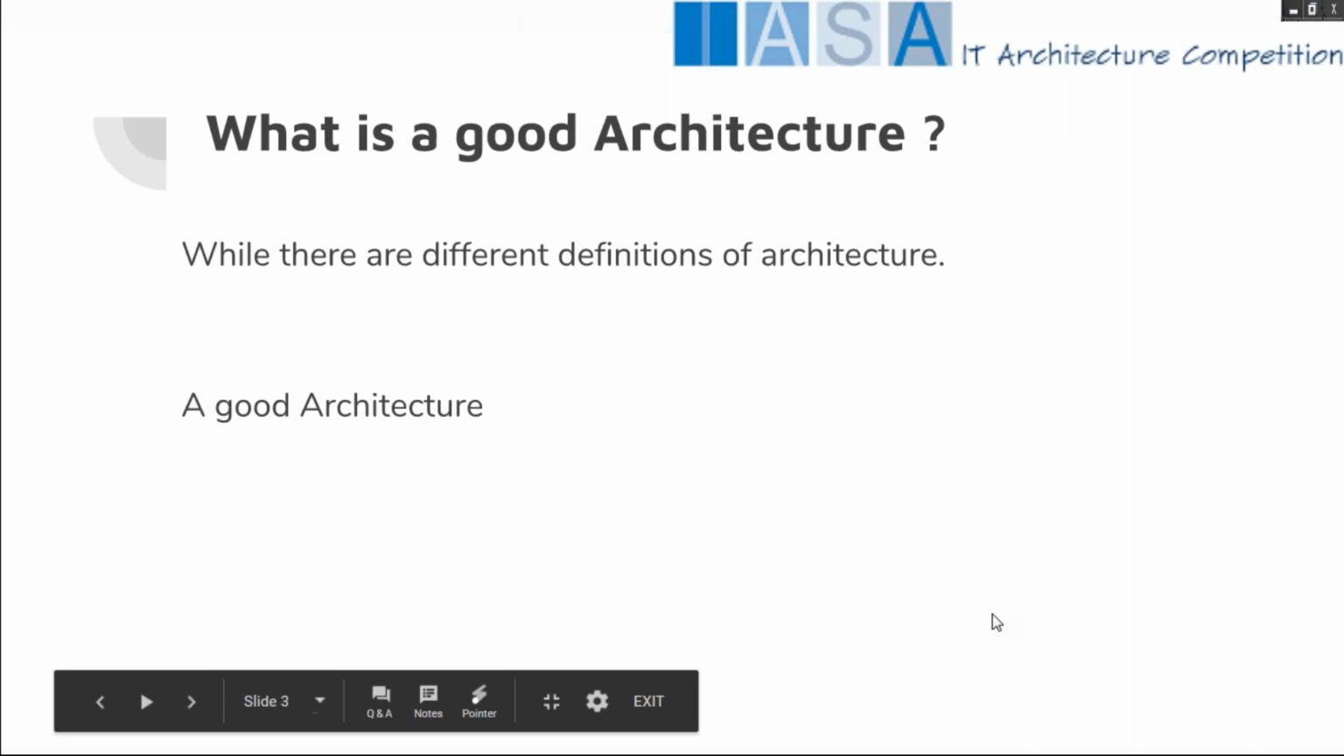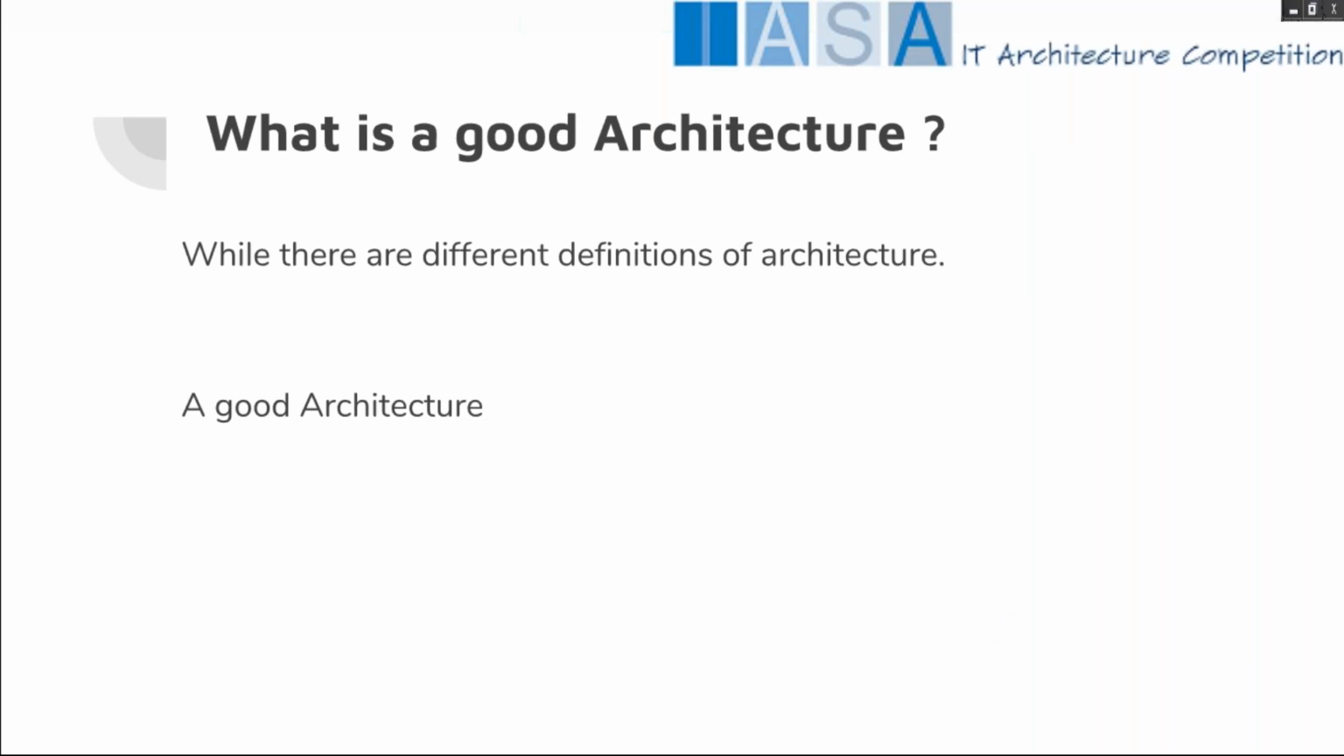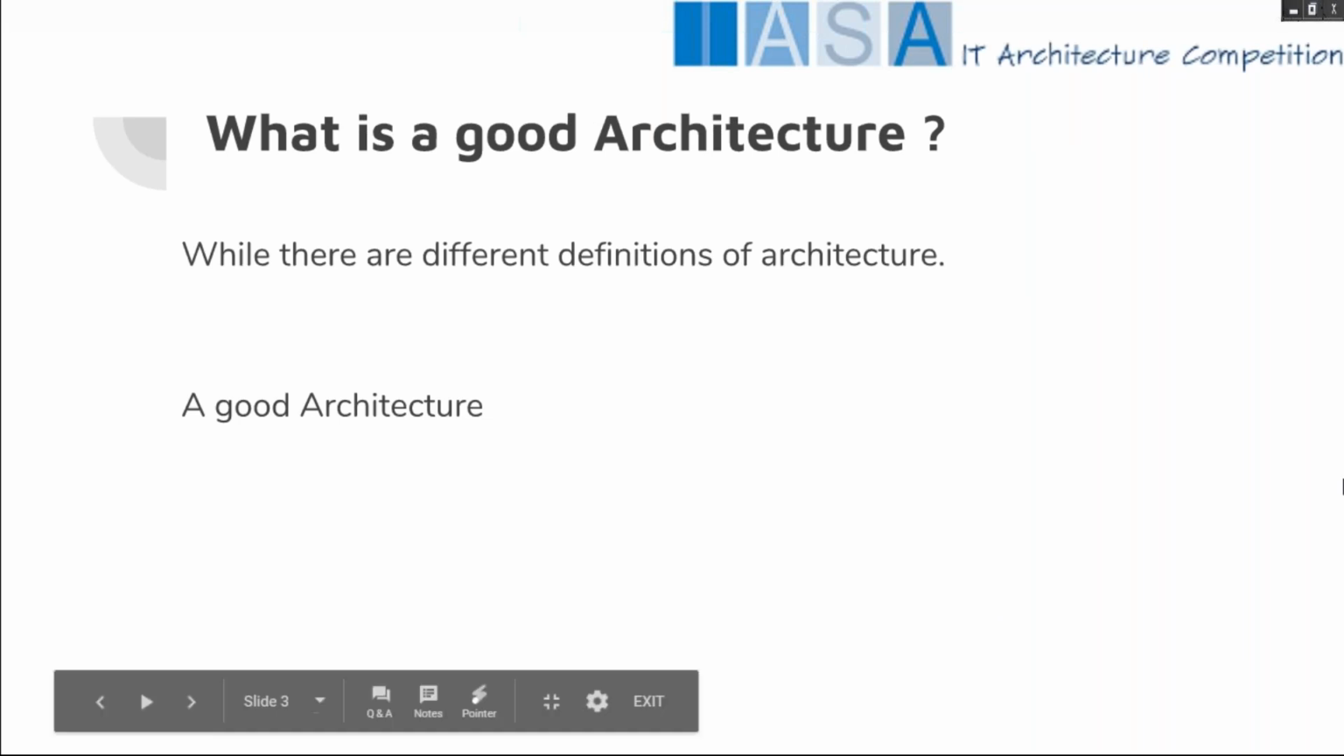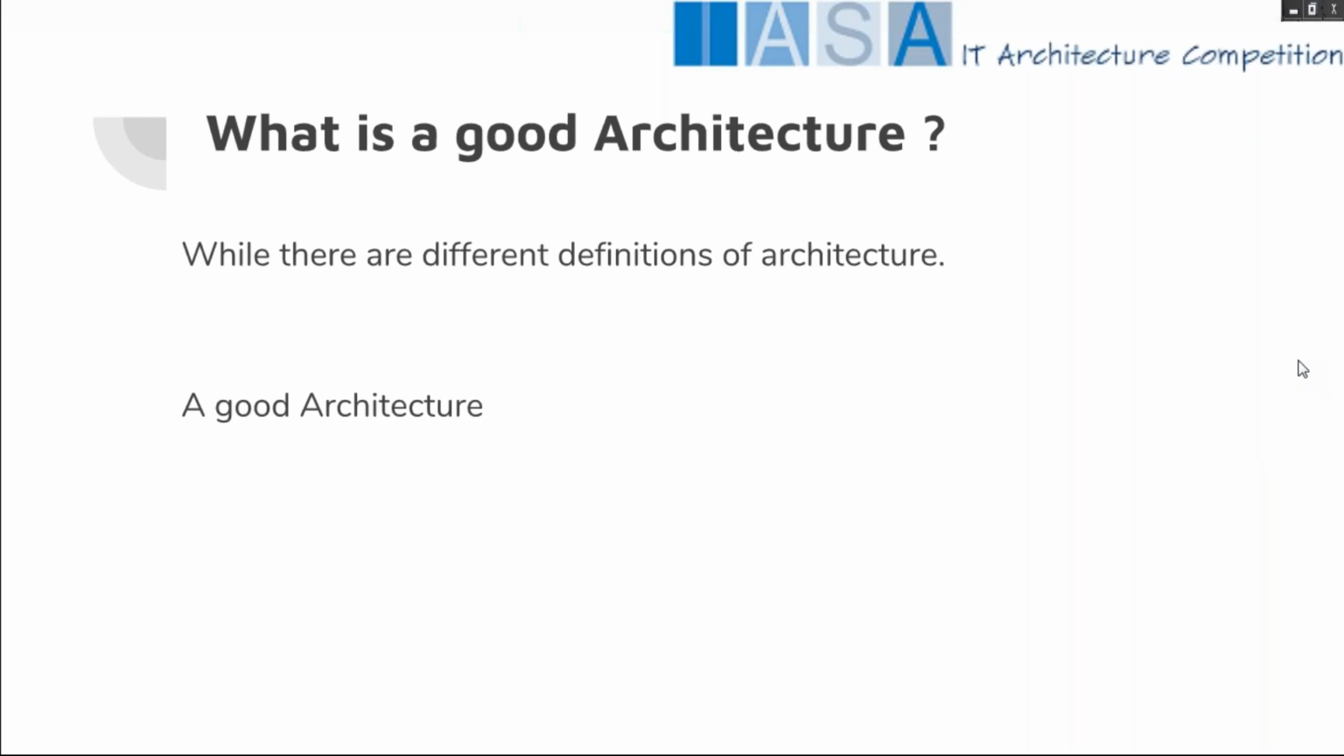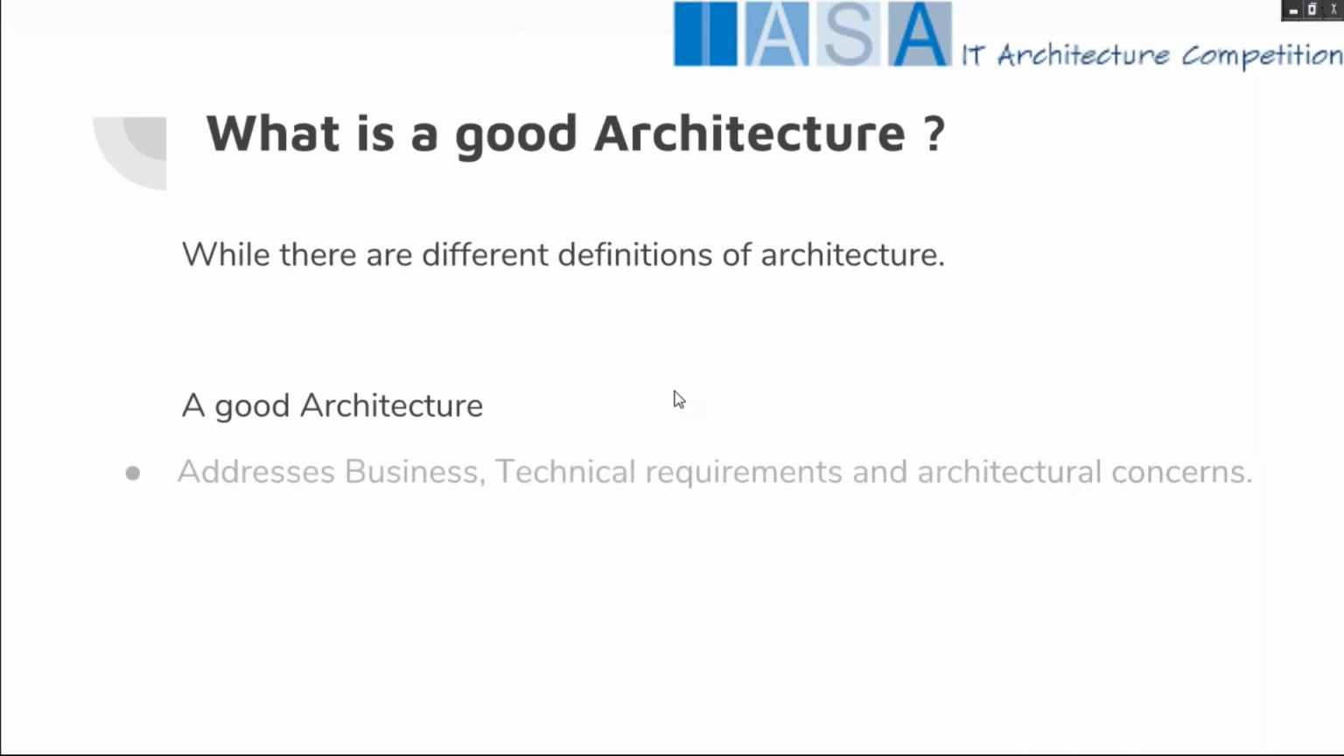So what is a good architecture? There are different definitions of what an architecture is. People have written about architecture. People have thought about what constitutes it, or what is the thing that we're trying to do. But rather than going into definitions and such, let's look at what a good architecture should take into consideration. What should a good architecture look like?